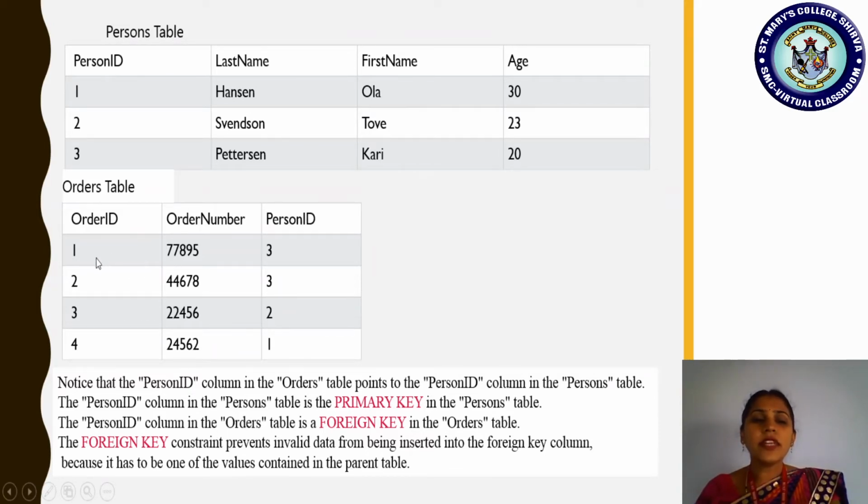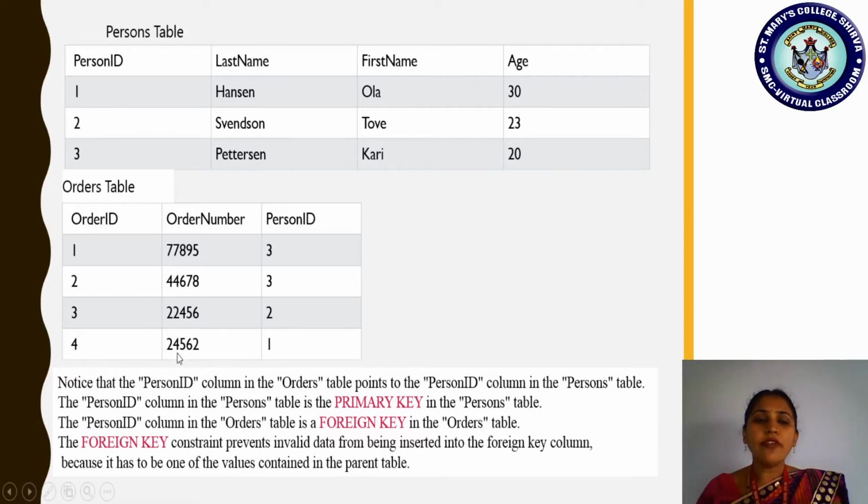Now just check out here. Let us observe the information. Order ID is 1, order number 77895. Which person has ordered this? Person ID is 3. See, observe here: 3 should exist in which table? Person table. In order ID 3, what is the person ID? 2. Whether 2 exists in the person table? Yes, 2 is a primary key which exists in the person table. Then it is a valid one.